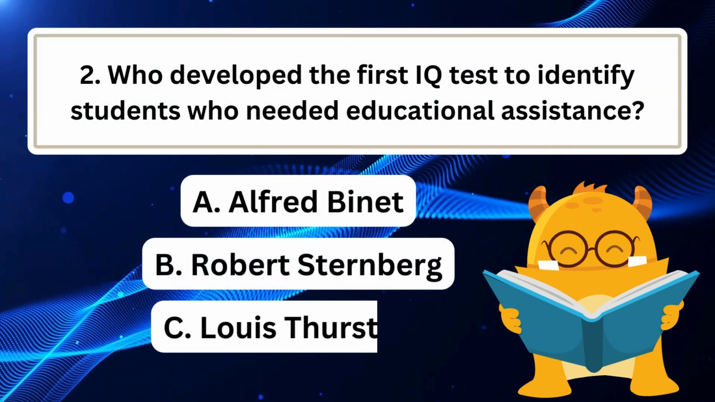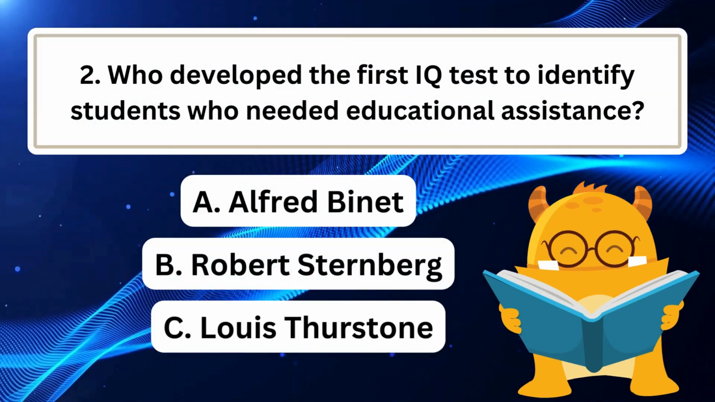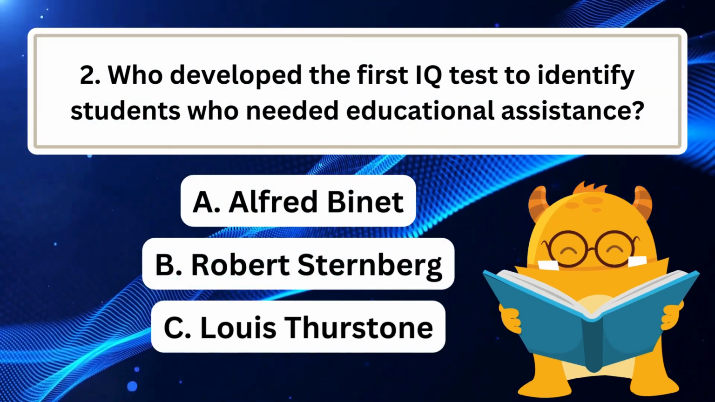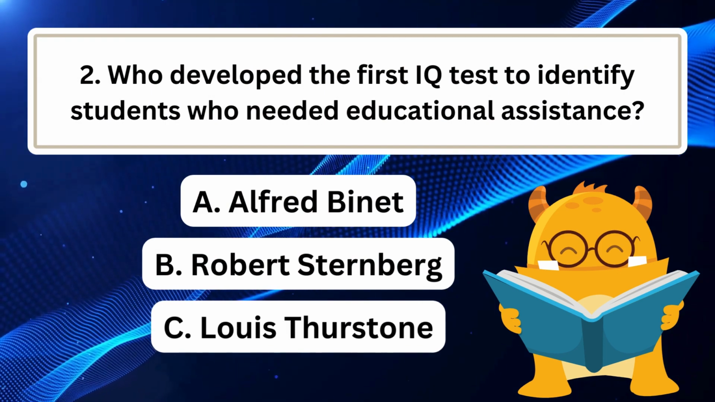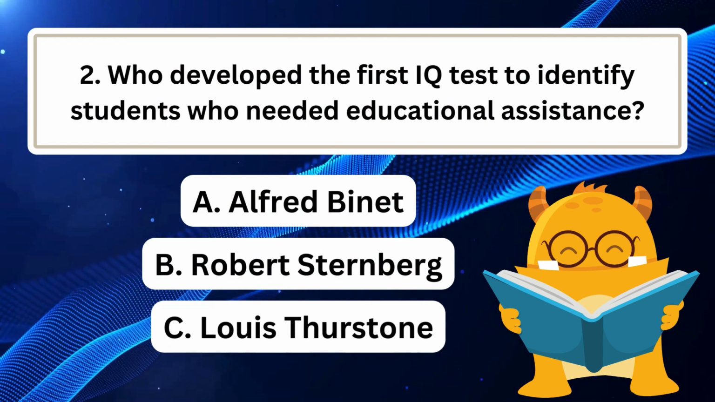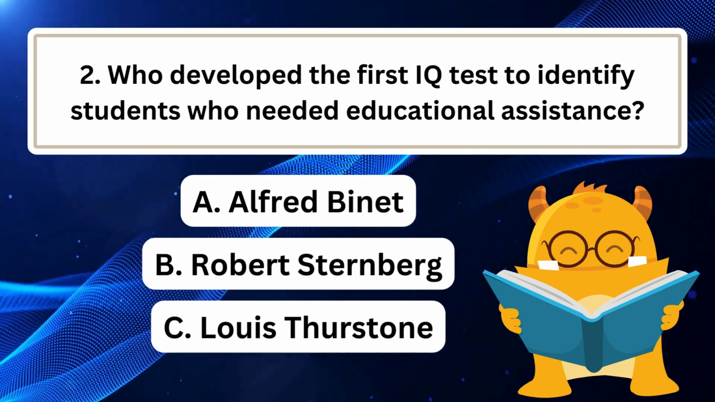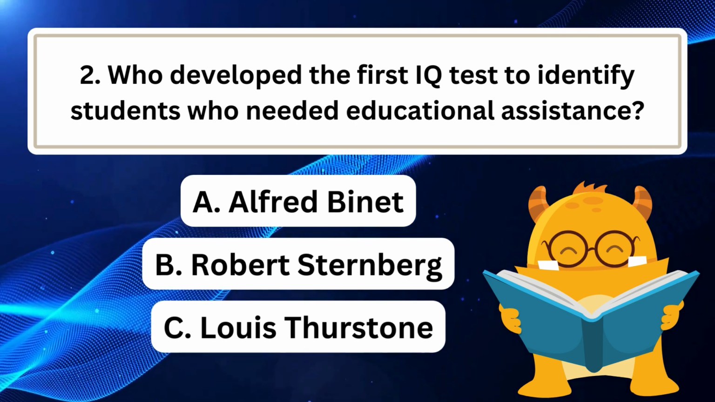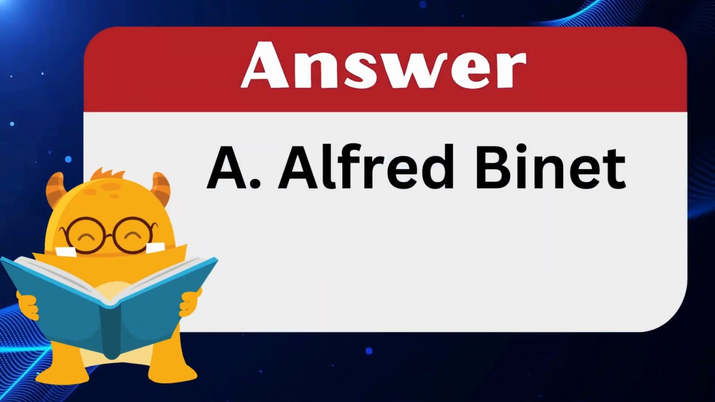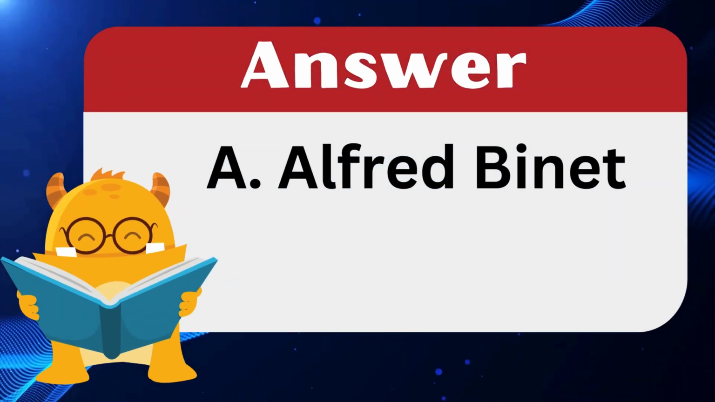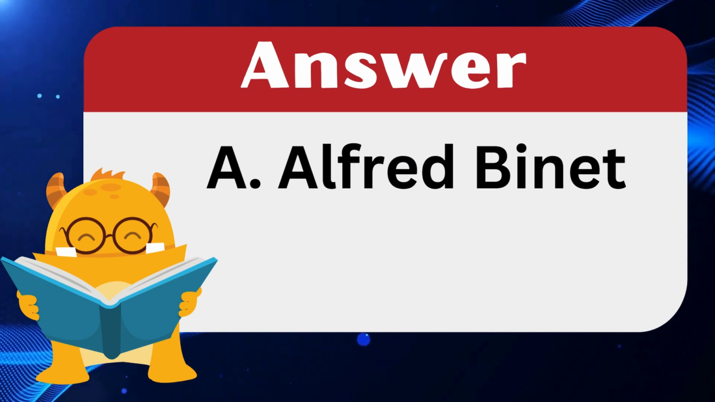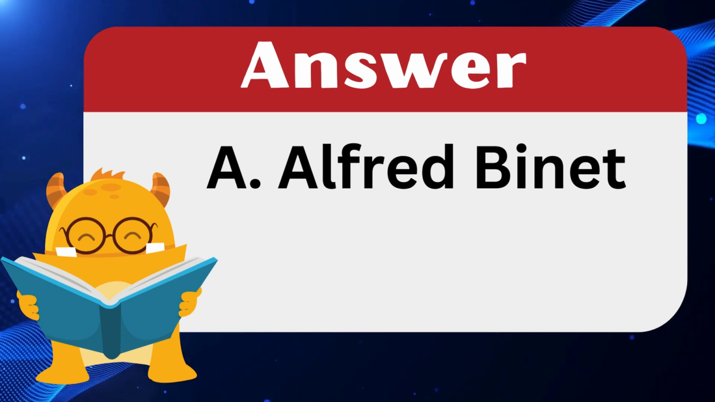2. Who developed the first IQ test to identify students who needed educational assistance? A. Alfred Binet. B. Robert Sternberg. C. Louis Thurstone. A. Alfred Binet. Alfred Binet developed the initial IQ test to identify students requiring educational support.